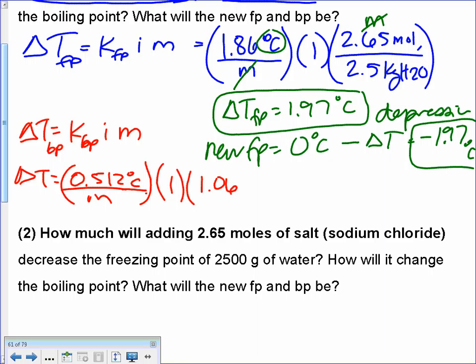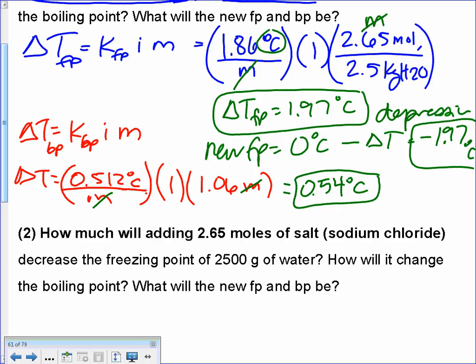No, the freezing point and boiling point are two different starting points. Boiling point gets elevated, whereas freezing point gets depressed, so they move in separate directions. So this is 2.65 divided by 2.5, that's 1.06, I think. Then everything cancels except for degrees Celsius. What is that? 0.54 degrees Celsius.